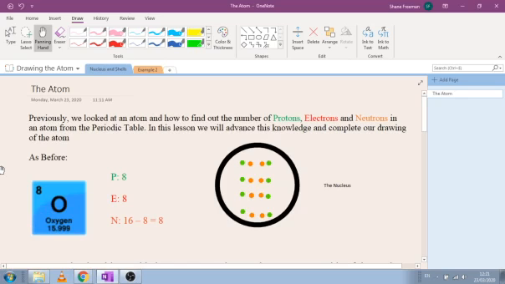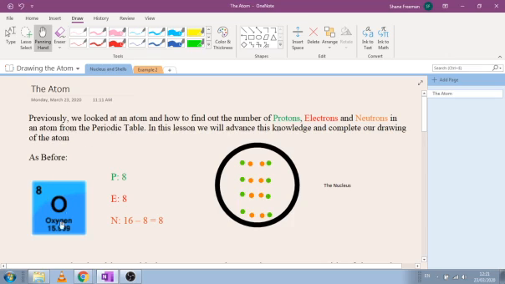In this lesson, we're going to continue our study of the atom, and we're going to build up our knowledge so we're able to draw the atom in its entirety: the nucleus, protons, electrons, neutrons, and the shells and orbits. Previously we've looked at the atom itself, and we should know how to find the number of protons, electrons, and neutrons in the atom from the periodic table. In this lesson, we'll advance this knowledge and we'll be able to complete our drawing.